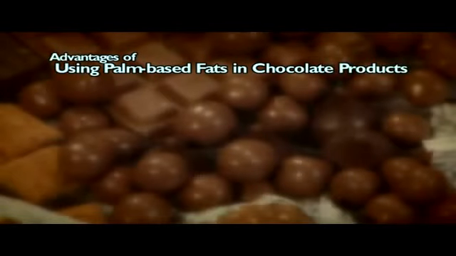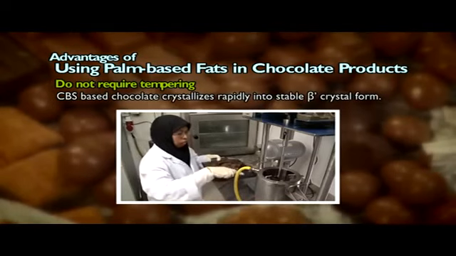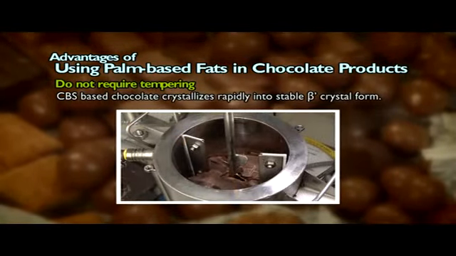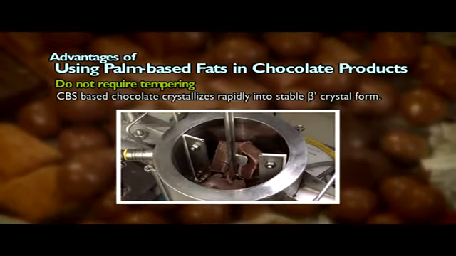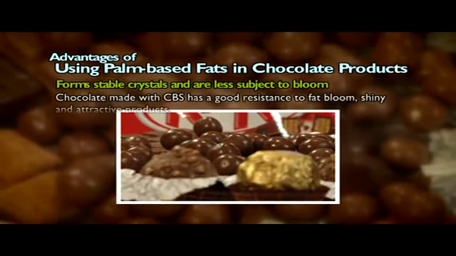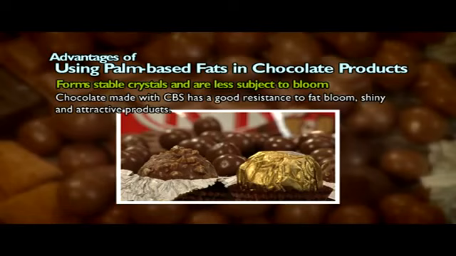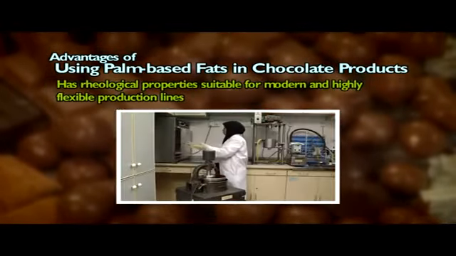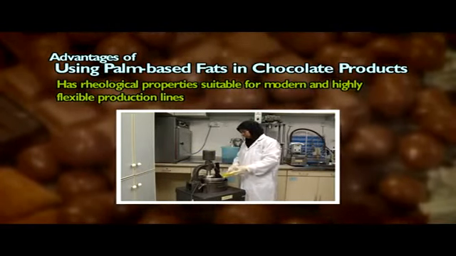Advantages of using palm-based fats in chocolate products. CBS-based chocolate crystallizes rapidly into stable beta-prime crystal form, eliminating tempering needs and consequently reducing processing time. Chocolate made with CBS has a good resistance to fat bloom, creating shiny and attractive products. The same production plant for pure cocoa butter chocolate can be used.